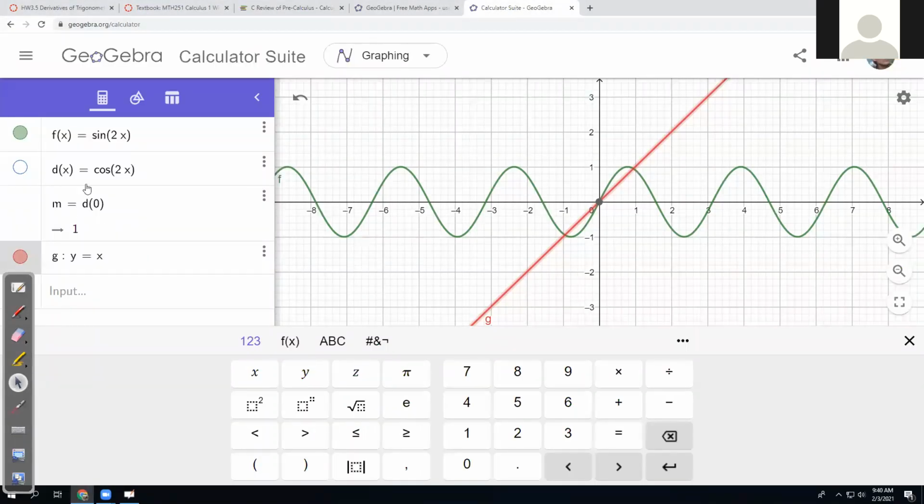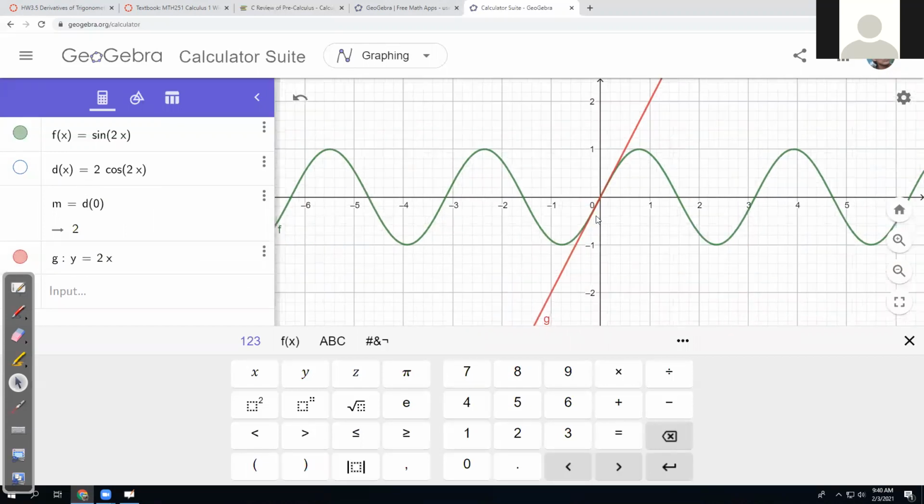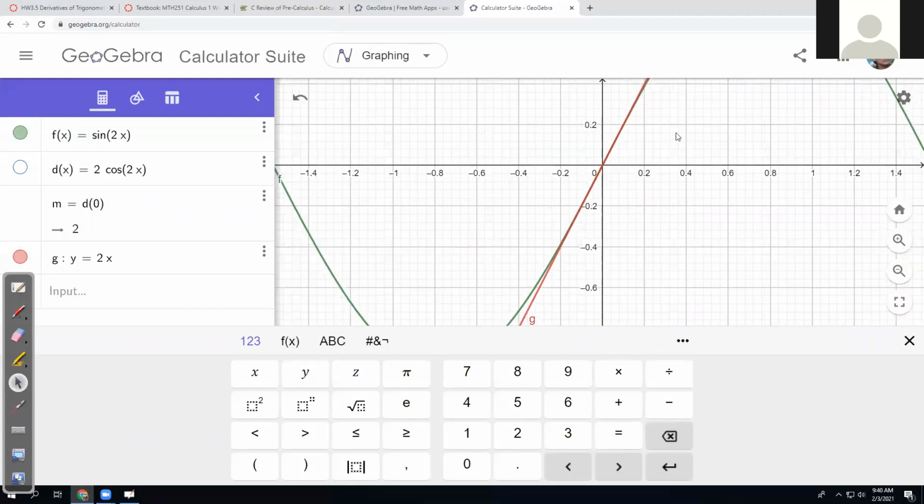GeoGebra. So I was guessing this was the derivative here, which gave me a slope of 1 at the origin, and that was clearly not the slope of the wave at the origin. So now I think the derivative is 2 times that. And I think I have to reevaluate there. So that gives me a slope of 2. So the derivative at the origin, right? Y-intercept is 0, should just be 2x. Aha! Look at that, we got it. There's the tangent at the origin.